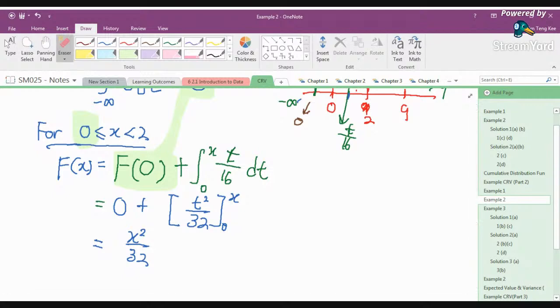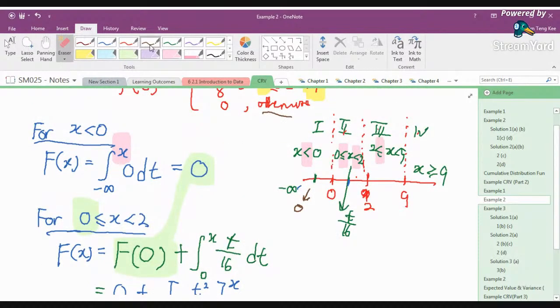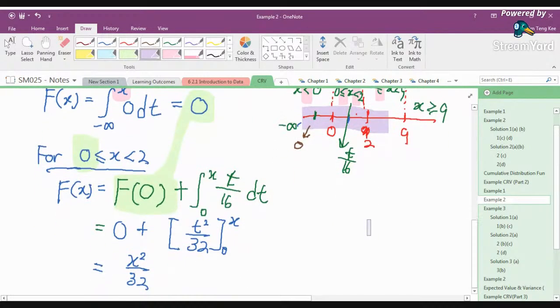Okay, proceed. So this is when my cumulative stops at the second interval. What if now, let's say I happen to have my cumulative all the way from negative infinity until somewhere in the third interval, which is from 0 to 9. So now, proceed further.